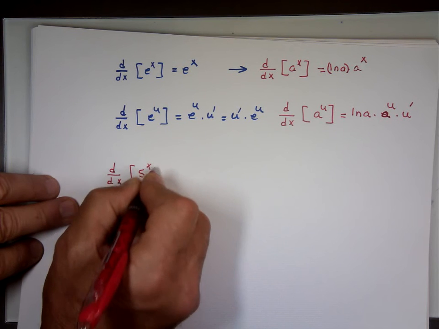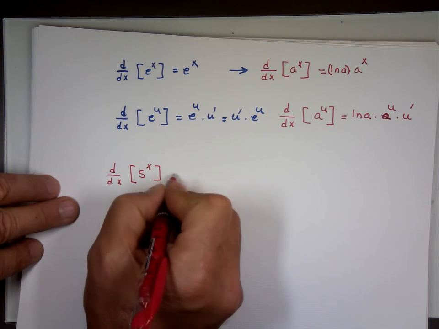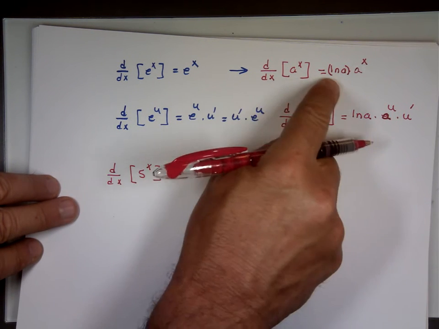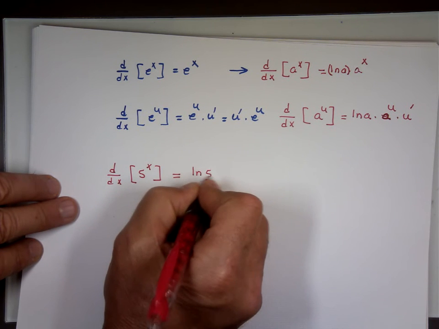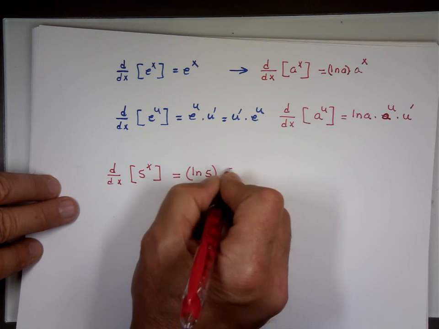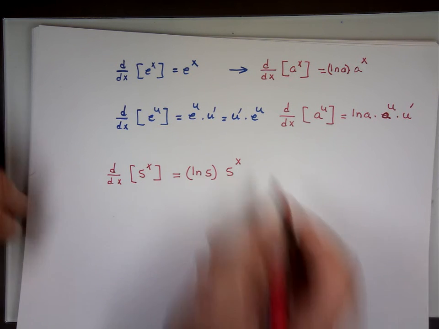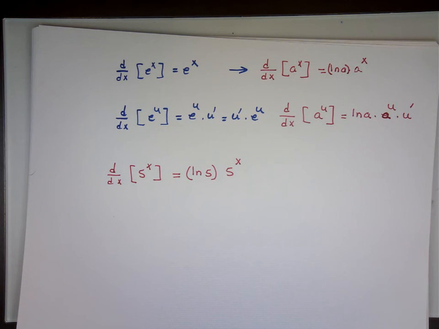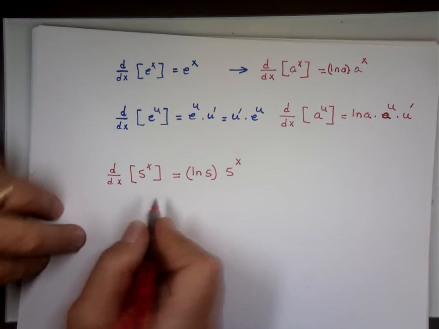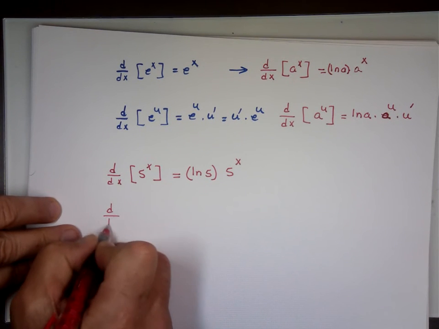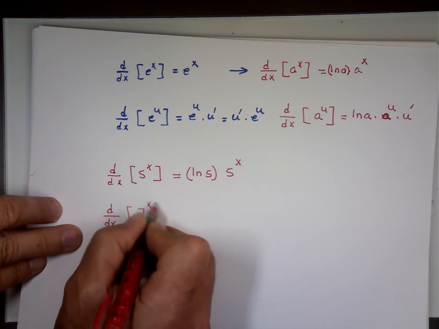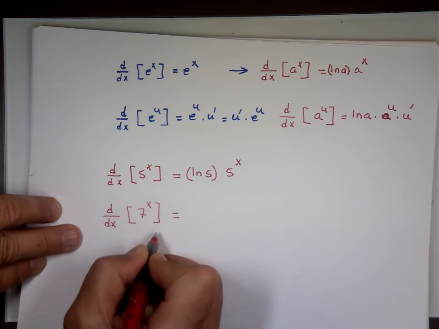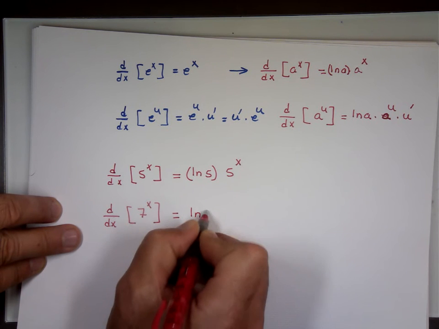What's the derivative of 5 to the x? According to this one, ln of 5 times 5 to the power of x. What's the derivative of 7 to the x? Ln of 7 times 7 to the x.